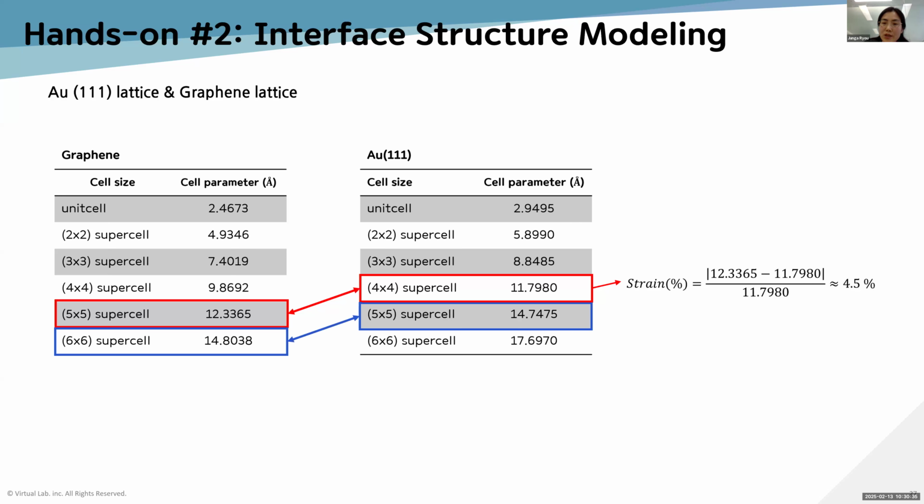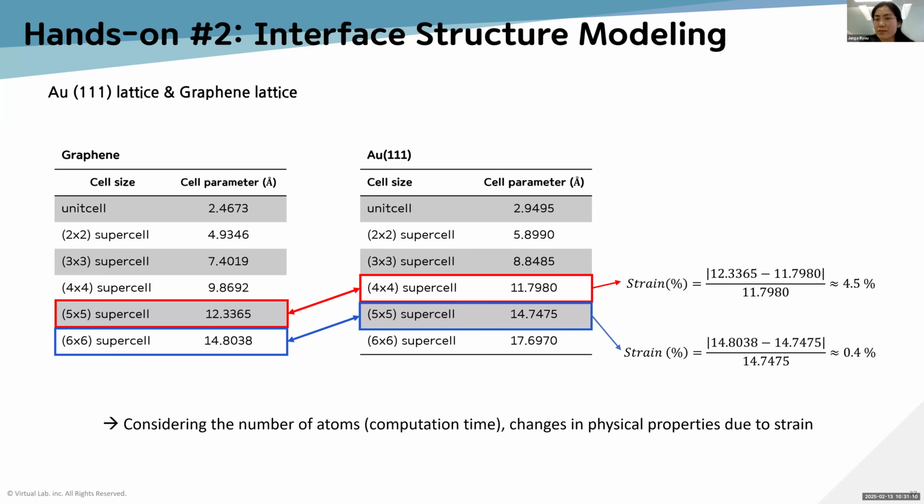Another candidate combination is graphene 6x6 and gold (111) 5x5. In this case, the strain in the gold (111) surface is very small, only 0.4%. Computationally, the second combination, with the smallest strain, is the most ideal structure to use in the calculation. However, as the supercell size increases, the number of atoms also increases, so the computational cost increases. So in heterostructure modeling, the choice of supercell size should be based on both computational cost and the physical properties of the structure.